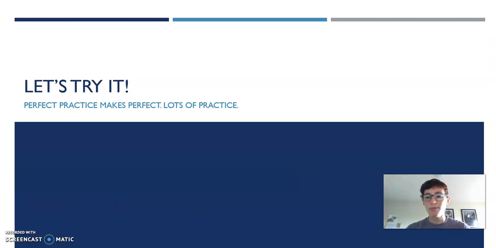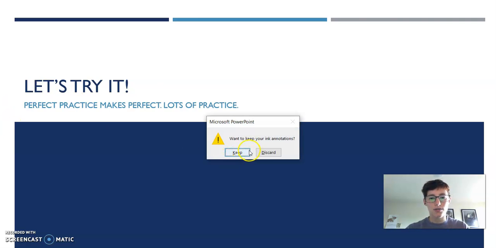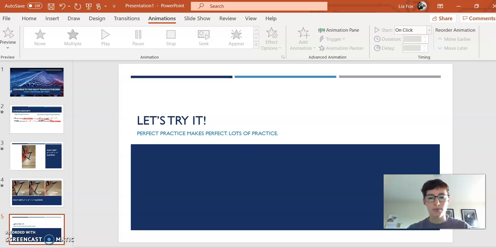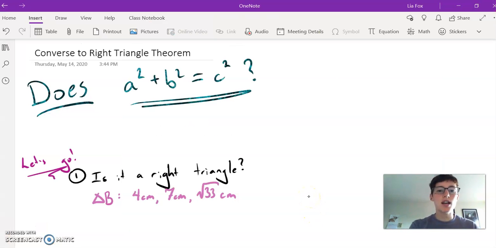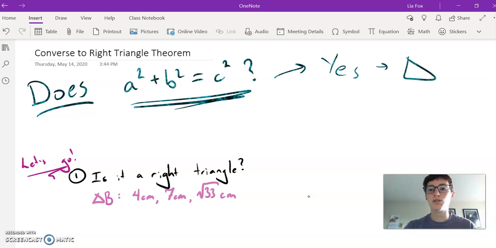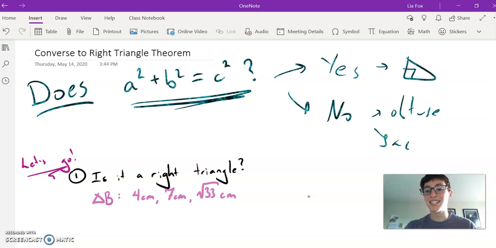So now let's go ahead and put this into practice. Let's look at practice. We're really questioning, does this relationship exist? If it does, we have a right triangle. Yes means right triangle. No means that we either have an obtuse or an acute triangle. It cannot be right.